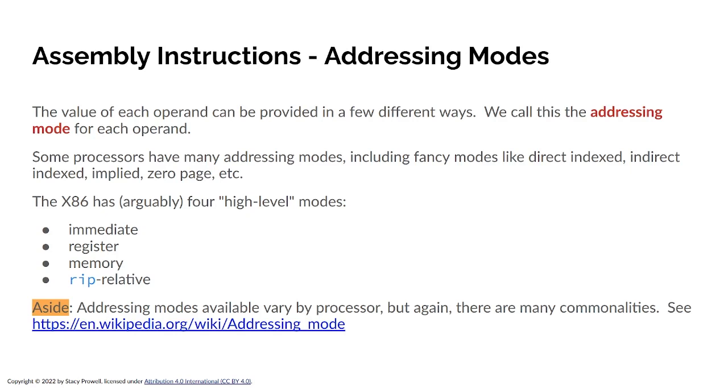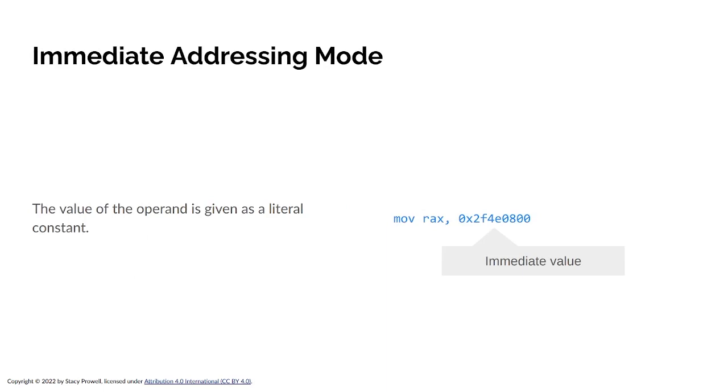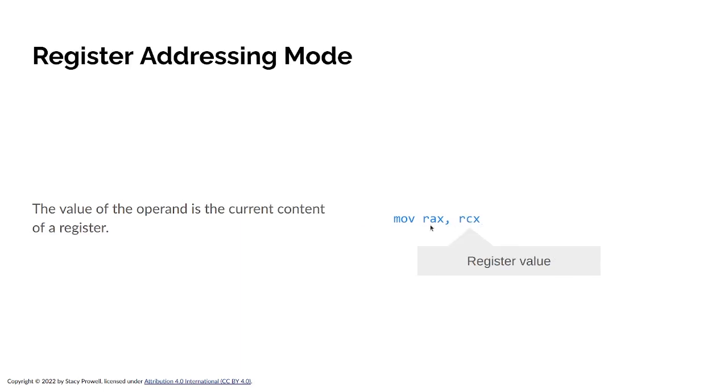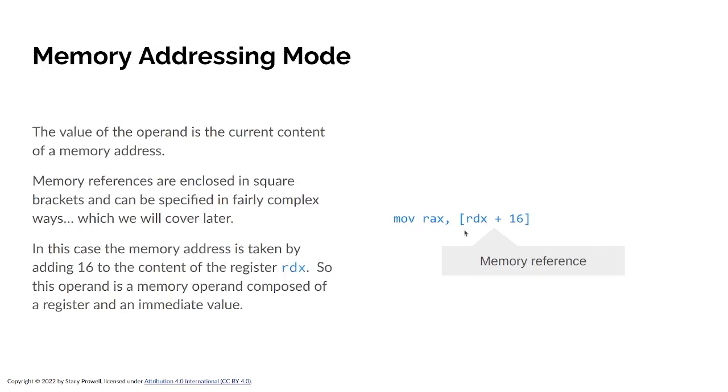you don't have to. The immediate addressing mode is obvious. Stick an immediate value right there. So here, this move has 2 operands. The first one is a register, the second one's an immediate operand. Here is one that's both registers. Here's one that's a memory reference.